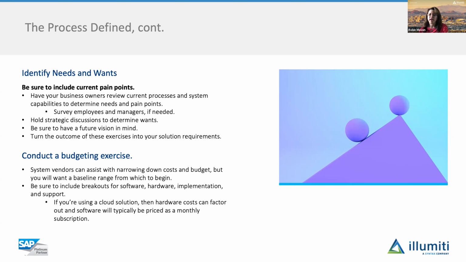You want to identify which features you absolutely need to have in a new solution, and what are the features that you'd like to have. You also want to work with your executive sponsors and key stakeholders to define the future state for your organization. Where do you see yourselves in the next 5 to 10 years? This is where you are defining your roadmap, which I mentioned earlier.